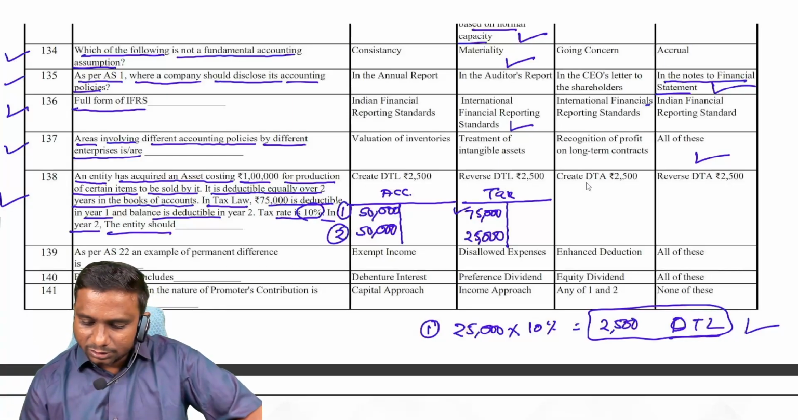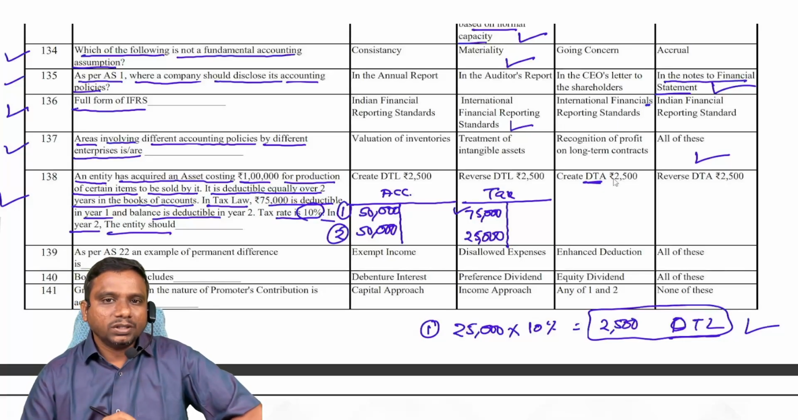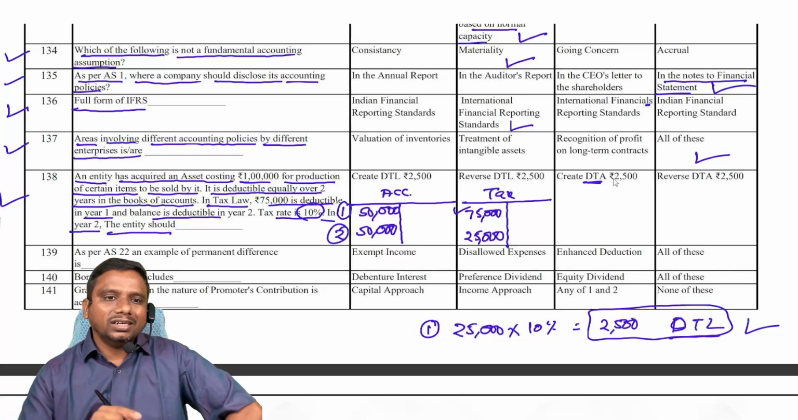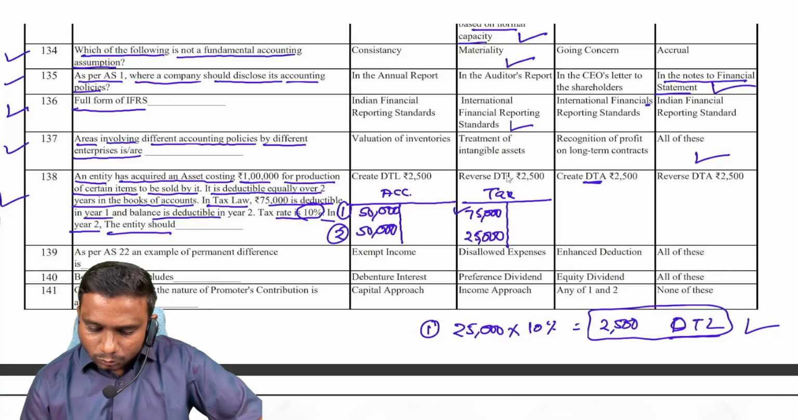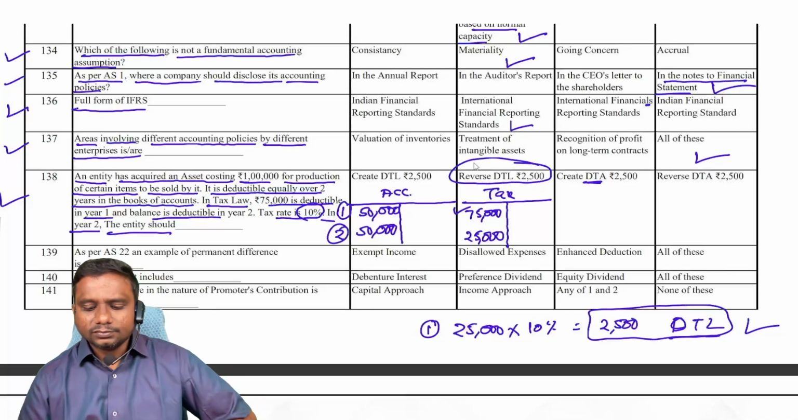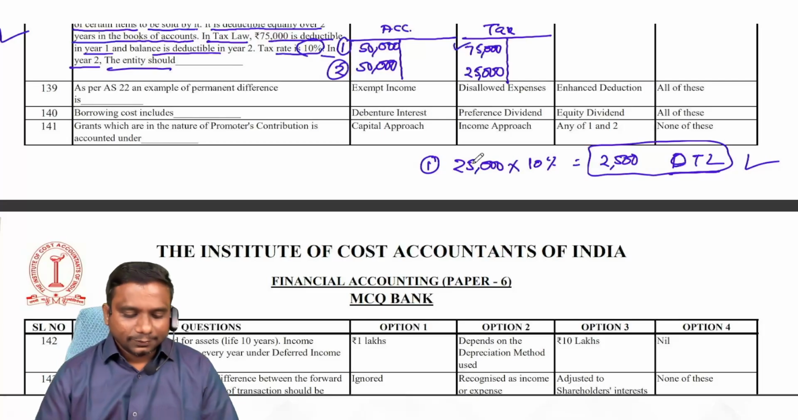It is not creating DTA; it is DTL, deferred tax liability. Because accounting profit is less and tax profit is more, you have to create deferred tax liability. Suppose accounting profit is more and taxable profit is less, then we create deferred tax asset, right? So the second one is correct: reverse DTL 2,500.